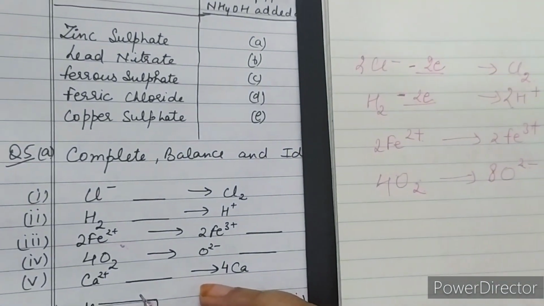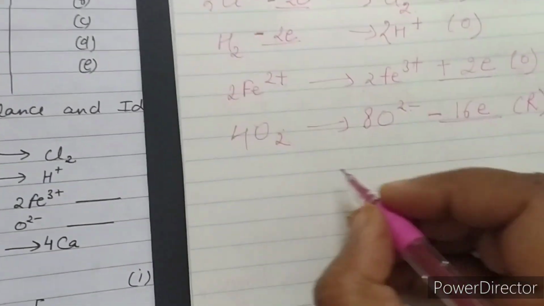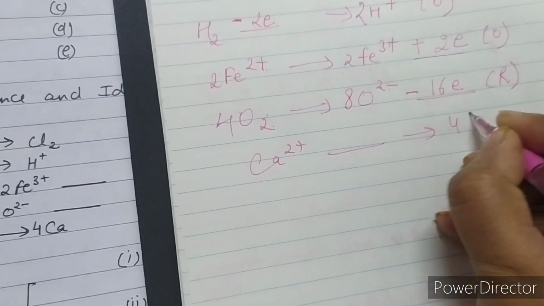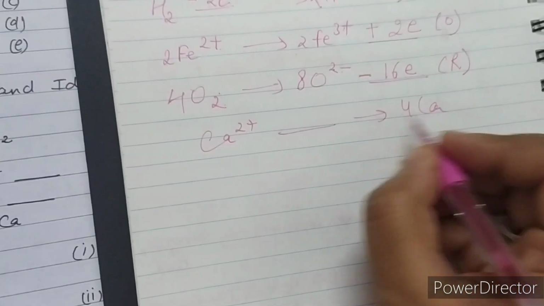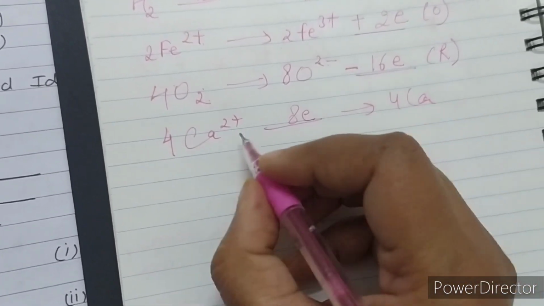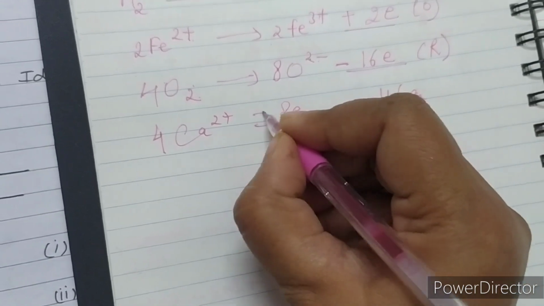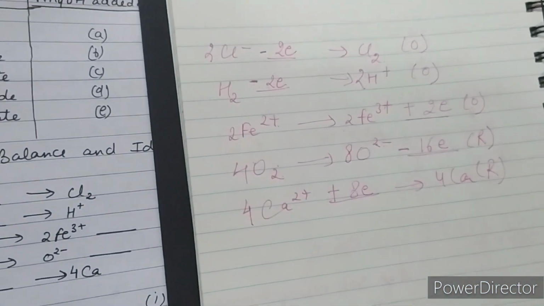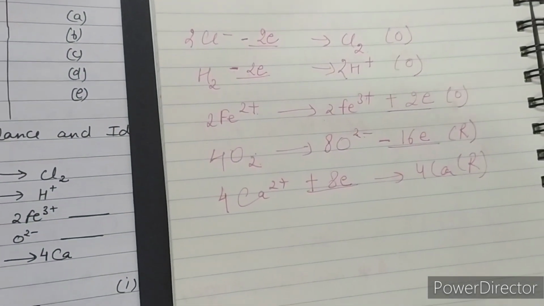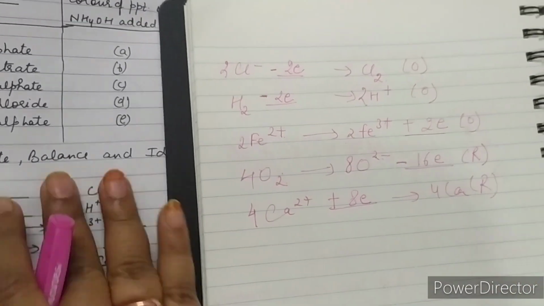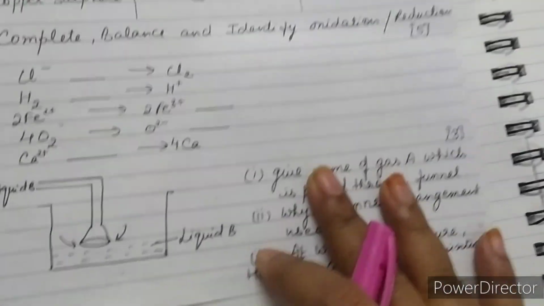And the last one is Ca2 positive to give you 4 Ca. Again, first you balance the atoms, 4, so we'll write 4 here. 4 to the 8, 8 electrons are involved. Positive is decreasing, which means reduction. Reduction means you have to put positive here, and this is reduction. Okay, so this is the question in which you have to complete the balancing and identify whether the reactions are oxidation or reduction reactions.